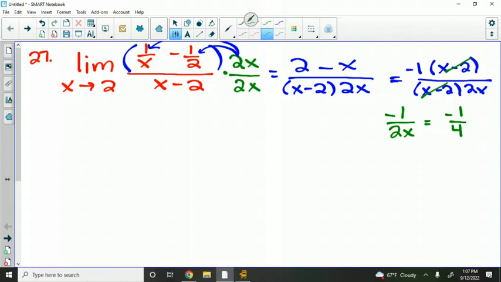So the ending is kind of the same. You're looking for something to cancel and then doing direct substitution. But this part is different now. We're multiplying by common denominators. Okay, let's try another one.